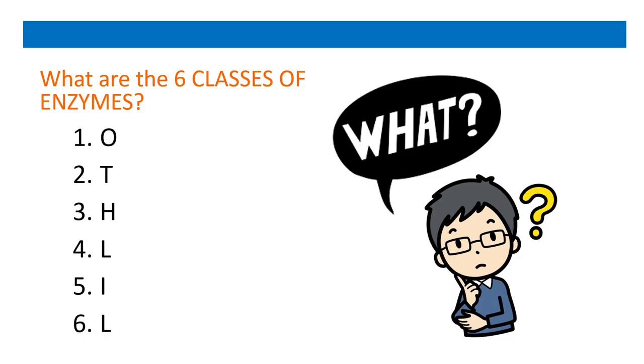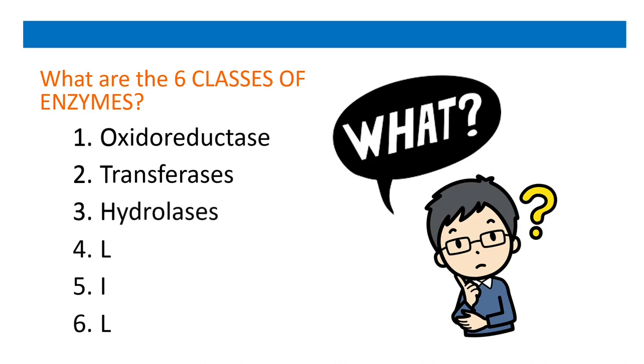Now, let's go to another question. What are the 6 classes of enzymes? And this is very important for us to remember. We can remember this using the mnemonic OTHLIL, and these are the 6 classes of enzymes. O is oxidoreductase, T is transferases, H would be hydrolases, L would be lyases, I is isomerases, and L is ligases. So those are the 6 classes of enzymes given by the mnemonic. That will make it easier for you to remember these 6 classes.